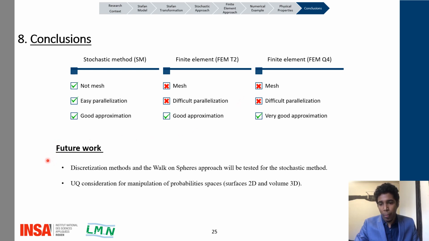In future work, we will consider other discretization methods and work on a sphere approach to test the stochastic method to find a better approximation, and also the consideration of uncertainty quantification for manipulation of the probability space, because the regions are in the probability space. It means that in two dimensions this region is a surface and in the space R3 it is a volume.